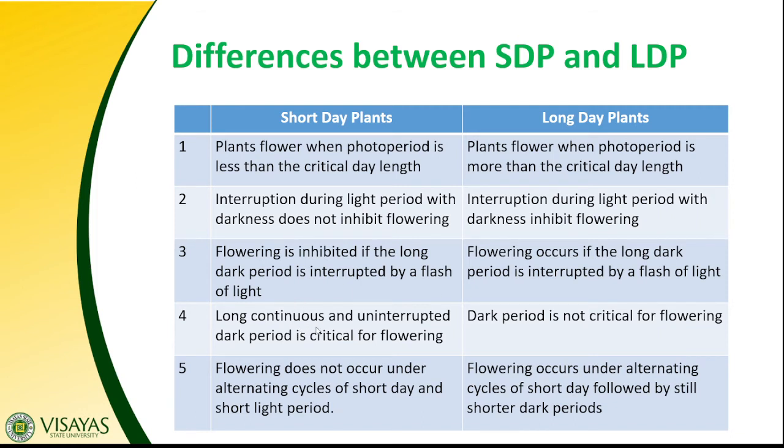Fourth difference is a long, continuous, and uninterrupted dark period is critical for flowering in SDP, whereas for LDP, a short dark period is critical for flowering. Then fifth, flowering does not occur in SDPs under alternating cycles of short day and long dark period, while in LDPs, flowering occurs under alternating cycles of short day followed by still shorter dark period.